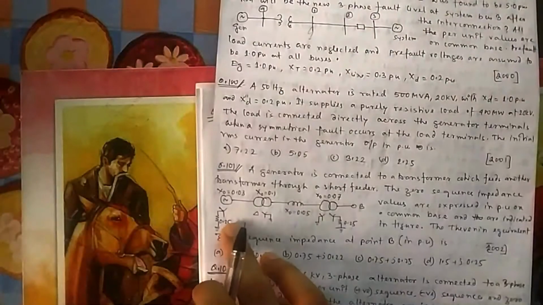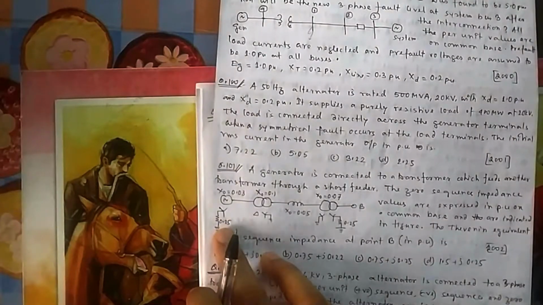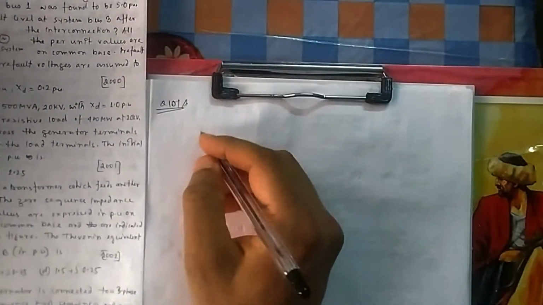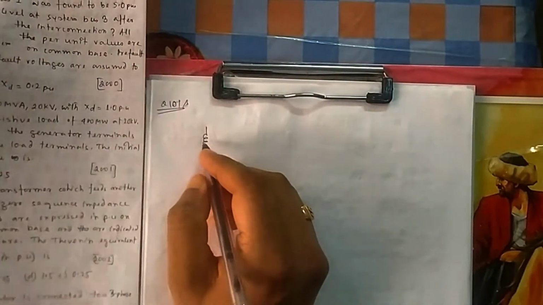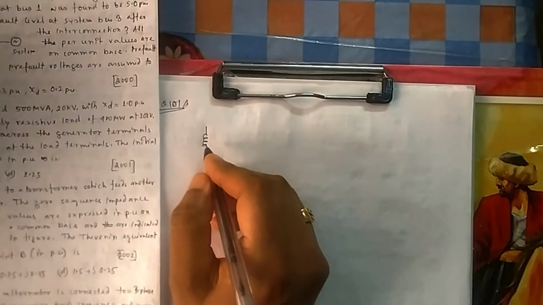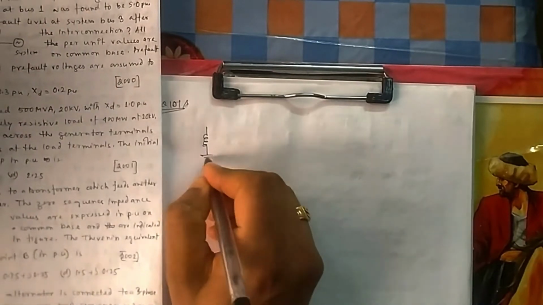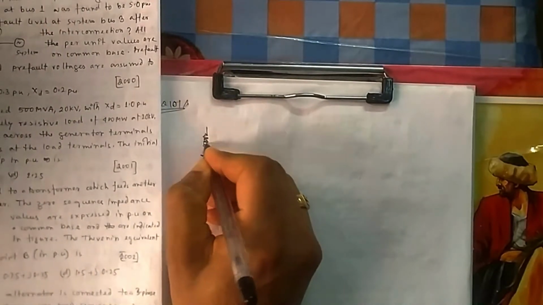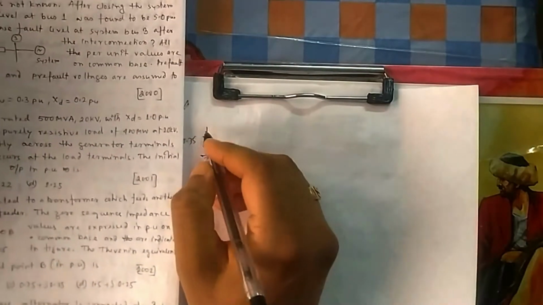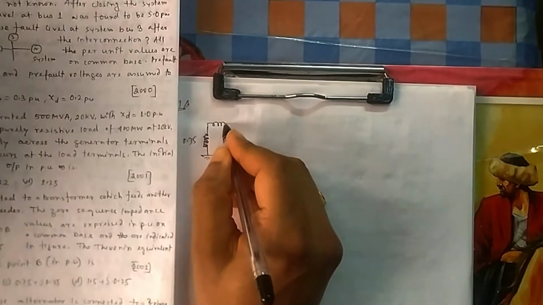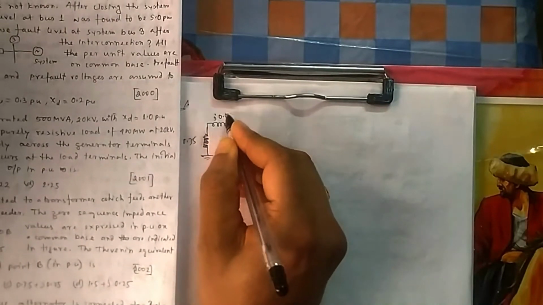We have discussed this one: because this generator is star grounded with the impedance 0.25, your Z0 will be 3Zn. So it will be 3Zn. Then it is resistance actually, so it should be 0.75 only, no J. It would have been proper if I had written it as resistance. So it is 0.75. Then the generator reactance is J 0.03.